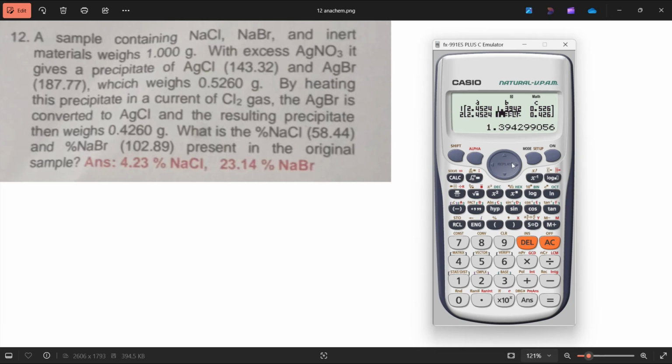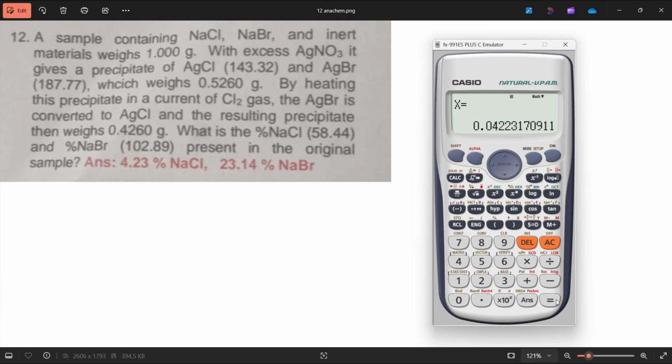Wait, I think there's a mistake. Sorry, this has to be 187.77 divided by 102.79. Sorry, I forgot earlier. So this is for your part 2 here. Then equal sign.